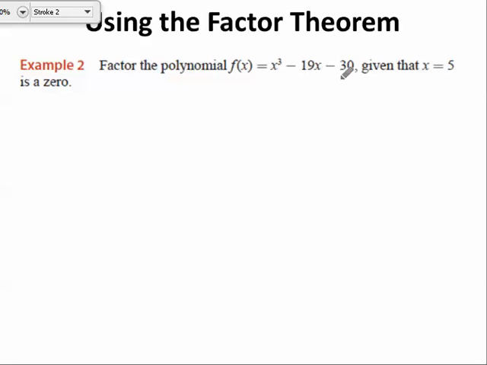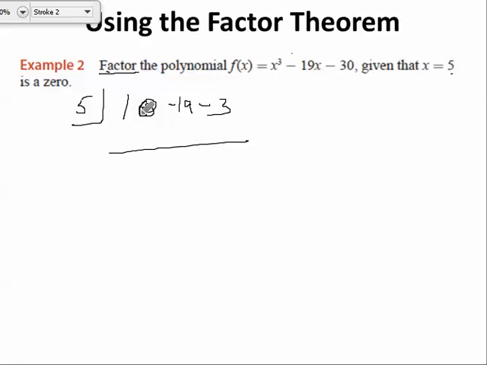X cubed minus 19x minus 30, given that x minus 5 is a factor. Well, we're supposed to factor the polynomial. You know, if I factor this 5 out, I might be able to see what the rest of the factors are. So I'm going to take 5 and I'm going to take x cubed, 0, minus 19, minus 30. Where'd the 0 come from? Well, there is no x squared term in here. So I had to put a 0 in here.